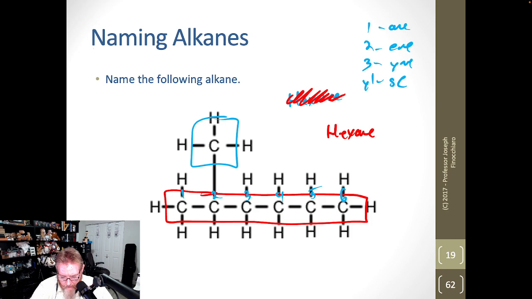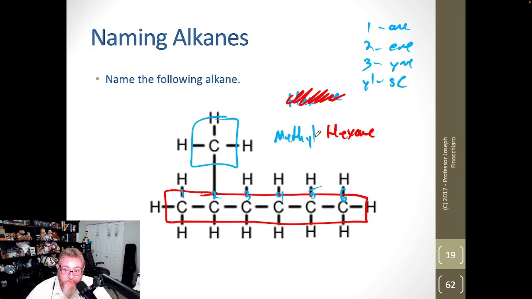Now, we look at the side chain. It's a single carbon, one carbon. What's the word for one? Meth. Here in Florida, we know all about meth. And what do we have? This is a side chain. Methyl. So right now we know we're dealing with methylhexane. A hexane base molecule, with a side chain of a single carbon, methyl. Methylhexane. What's the next thing we have to do?